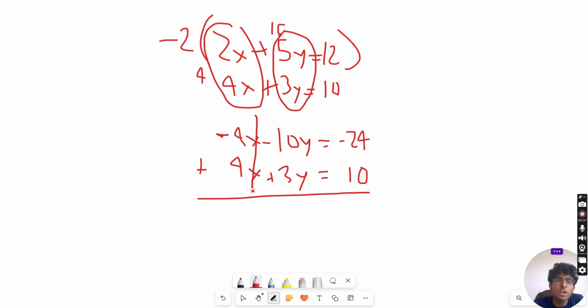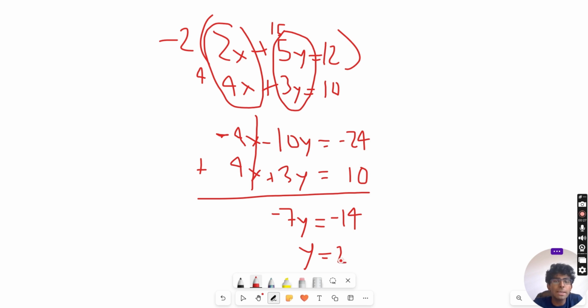Remember, we're keeping this other equation the exact same because we want to cancel these x terms out. So, boom, this goes. Negative 10y plus 3y gives us negative 7y. And then negative 24 plus 10 gives us negative 14. So we're going to get y equals 2.